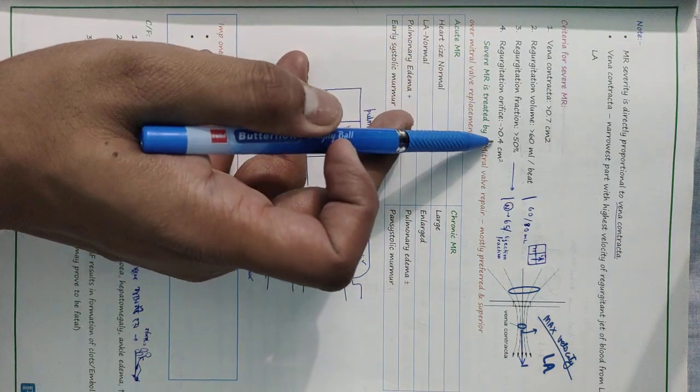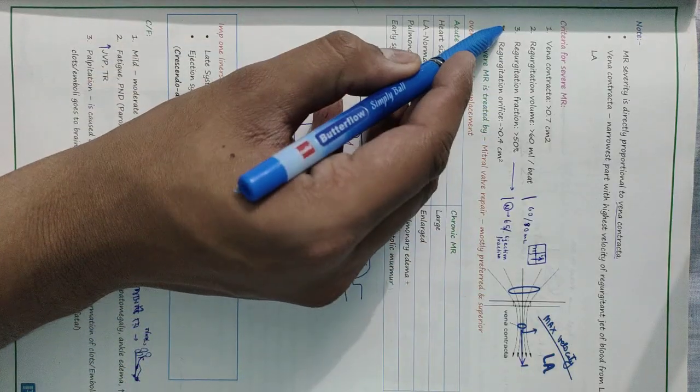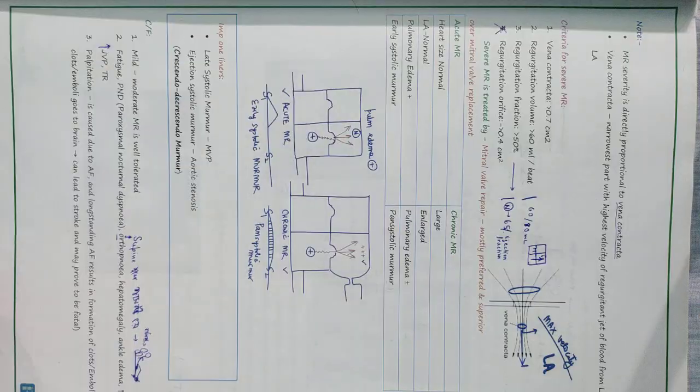Regurgitation orifice is more than 0.4 centimeter square. It is not described in the latest one, so don't remember this one.